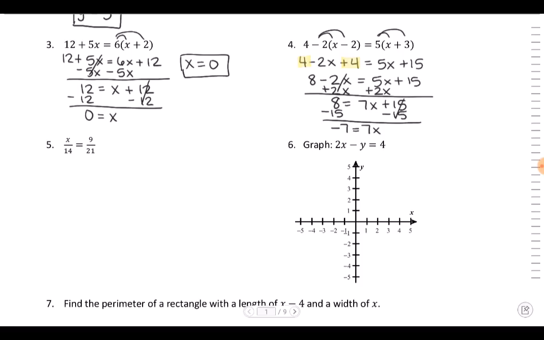Now I've run out of space a little bit, so it seems my spacing should have been a little bit more, but that's fine. I will move up here and write it over here. Negative 7 equals 7x. Now I need to divide both sides by 7, which gives me negative 1 equals x. And if you want, you can write it as x equals negative 1.